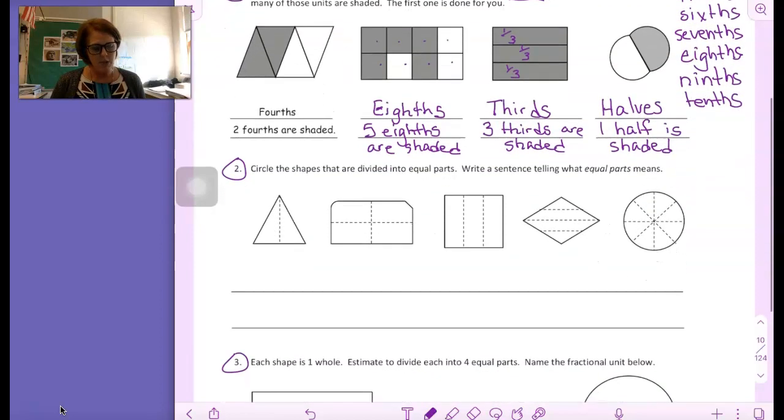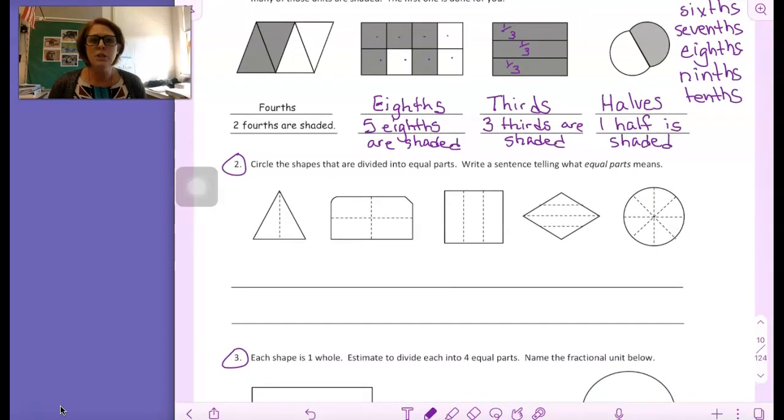Let's go on to number 2. Circle the shapes that are divided into equal parts. Write a sentence telling what equal parts means. So we're doing two sets of directions. There's two things we have to do. We have to circle the shapes that are divided into equal parts and write a sentence. Okay? So go ahead and circle the ones that you think are divided into equal parts. And let's see if you're correct.